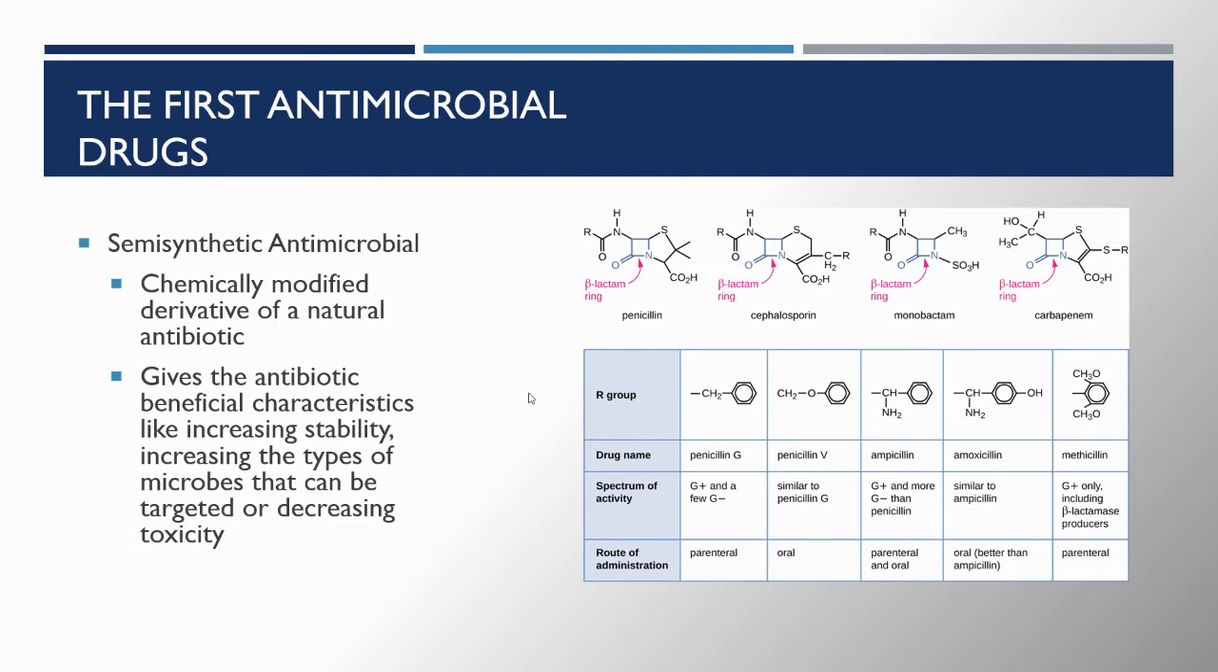We might be able to broaden the types of microbes that they can target. So they may be targeting gram-positives, and we can amend them in the lab so that they can also affect gram-negatives or vice versa. Or sometimes they can be toxic to our own cells. A lot of these have toxic effects on the kidneys, and so we want to reduce their toxicity.